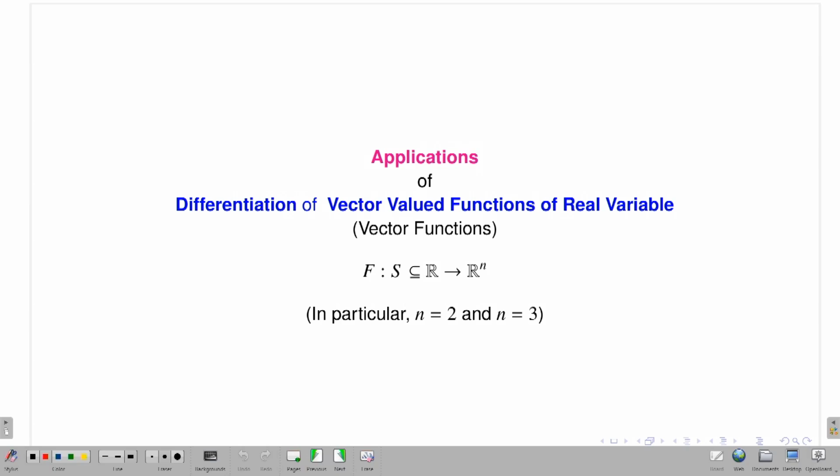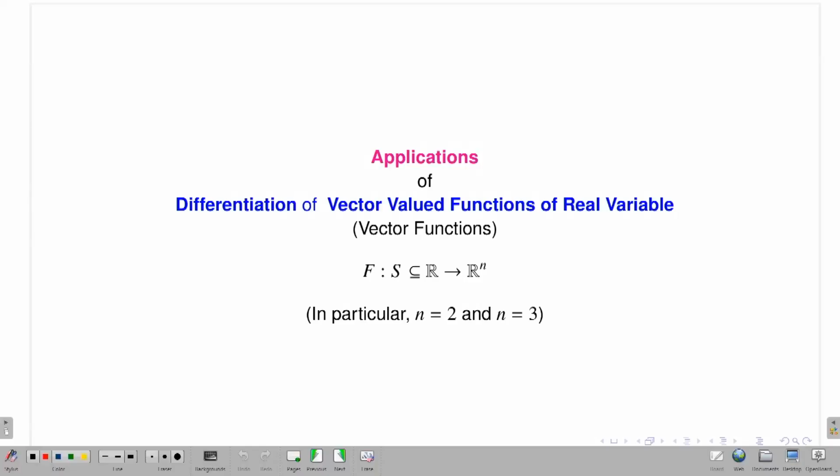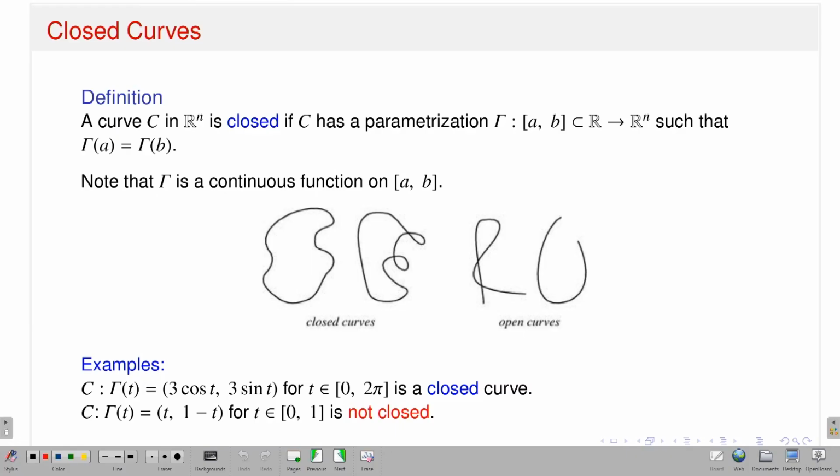Okay, so as I promised, I will give some applications, since I have the notion of differentiability of vector valued functions of a real variable. You will have nice applications. In particular, if I take n equal to 2 or n equal to 3, that means R2 and R3, so I have R2 valued or R3 valued functions of a real variable, then you will see a couple of applications. Before I give the applications, I need some concepts.